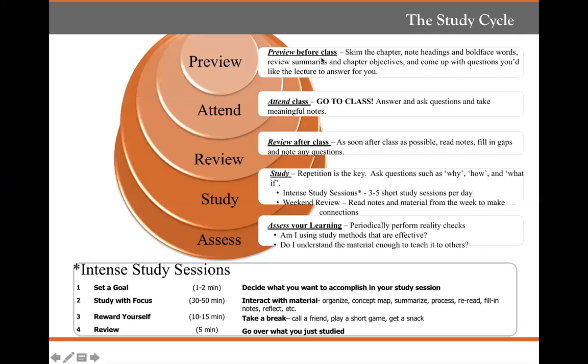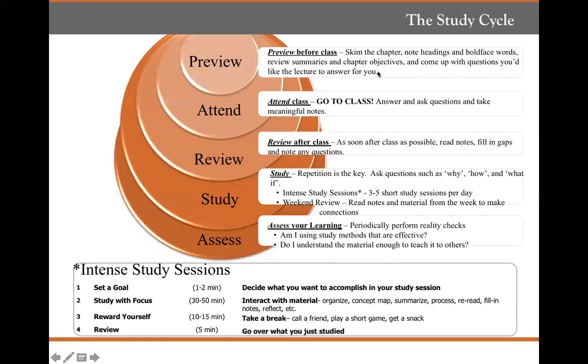So let's suppose before you go to that lecture, and this only takes 10 minutes, you preview. Go to your textbook, you skim the chapter that's going to be covered, you note headings and boldface words. If there's a review summaries, oh, that is golden. Really go over those. And chapter objectives. Now, those are really valuable. And come up with questions you like.